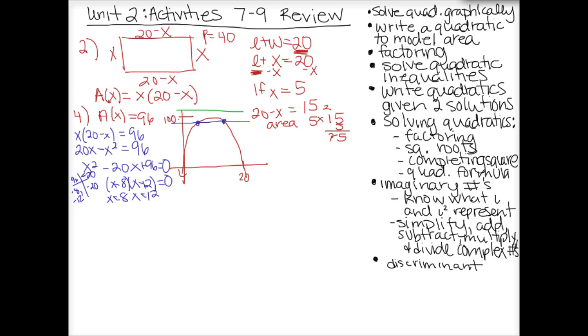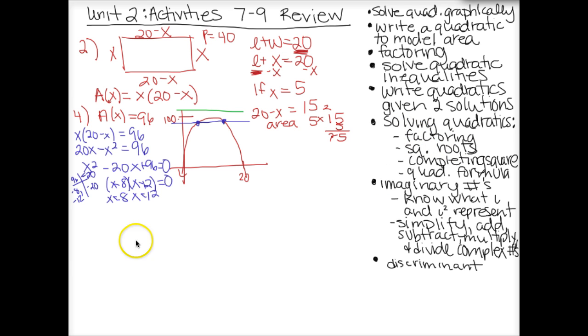All right, so we've talked about writing the model for area. We've talked about solving graphically because, again, that's when you find the intersection points. Remember that you can do that on your calculator by using the second trace menu, second trace intersect that we went over in class. Okay, so now we're going to talk about solving quadratics and factoring.